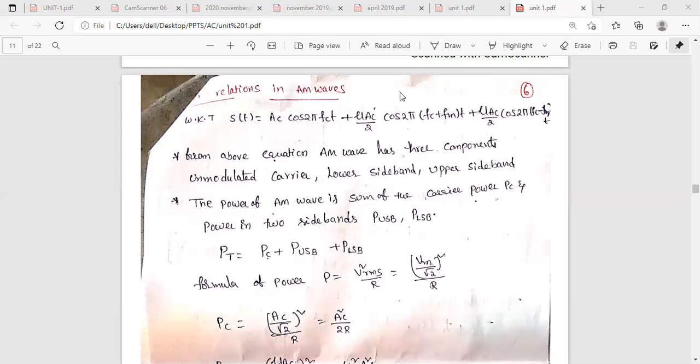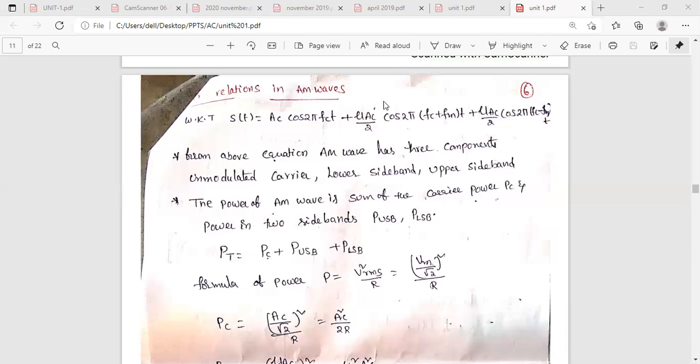This is the standard expression for the AM wave in the time domain. What is the standard expression? Ac into 1 plus mu cos 2 pi fm t, into cos 2 pi fc t. If you multiply, you will get this. This is called the carrier component, and these two are the sideband frequencies. These are the peak amplitude of the carrier, and these two are the peak amplitudes of the sidebands.